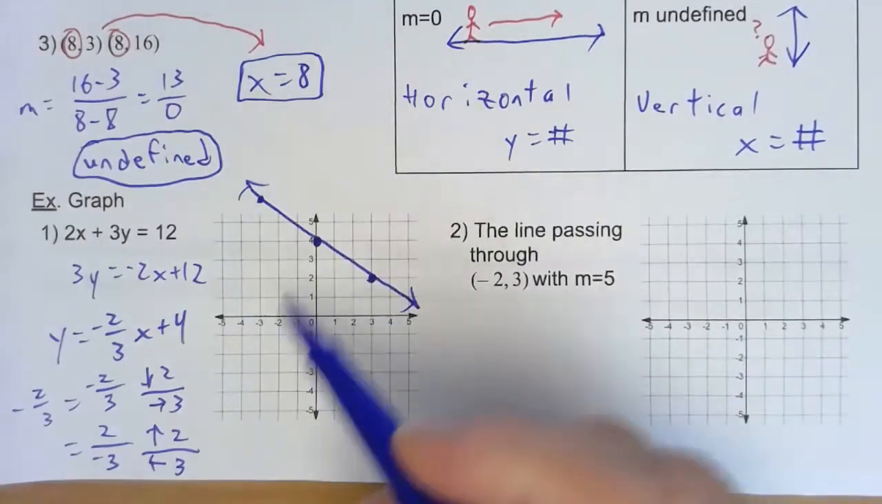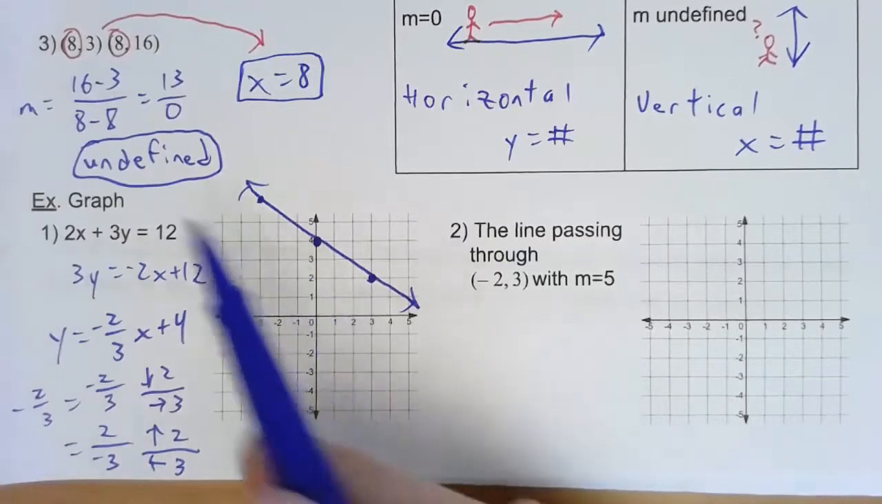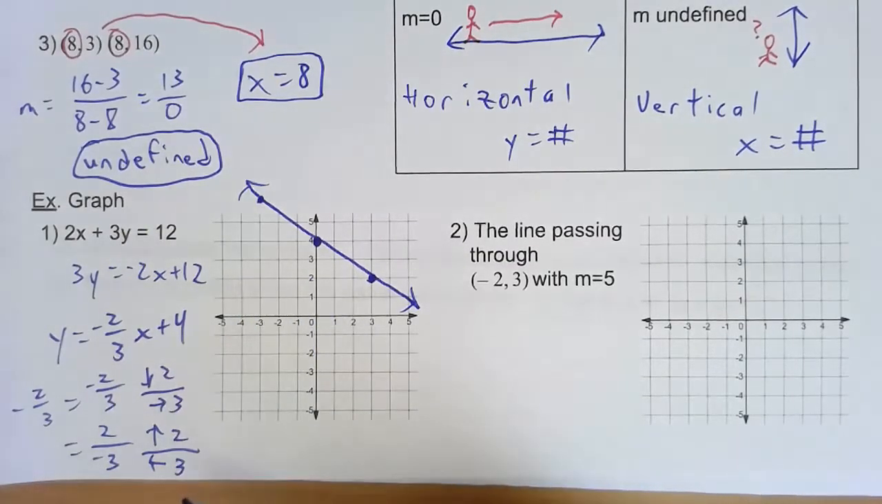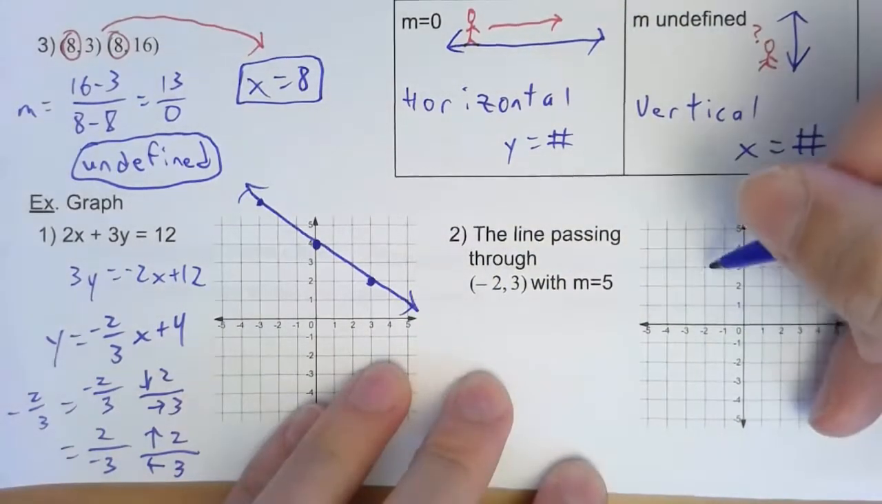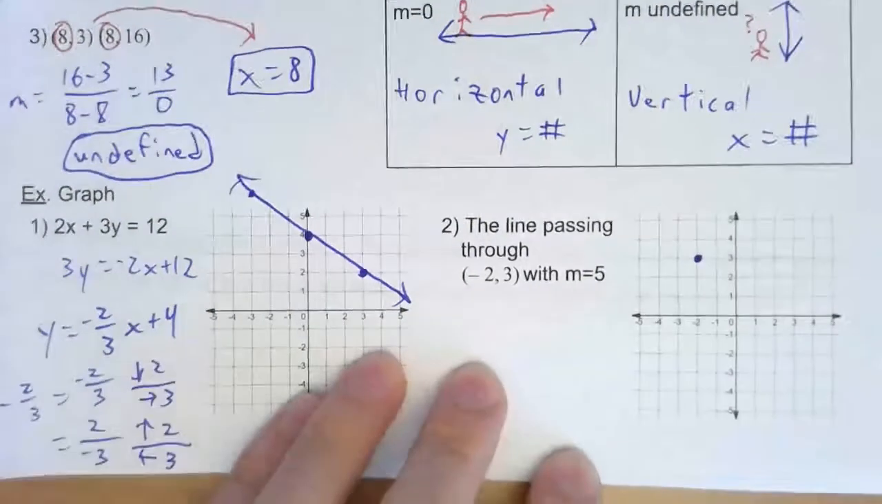Well, the reason that we use b a lot of the time is that a lot of times it's in the equation. It's a convenient starting point, but you don't have to start with the y-intercept. We gave you a point right here. Let's throw this on the graph, negative 2, 3.